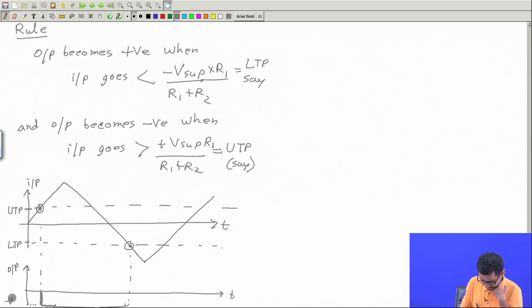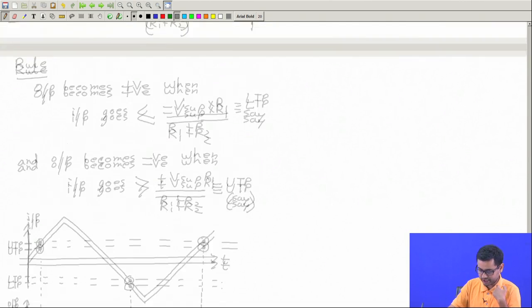So up to this point, it will remain negative. Negative means minus V supply. And here it will become plus V supply. And it will remain so until I reach this point, when it will become negative again. Okay, so this is how this circuit works.